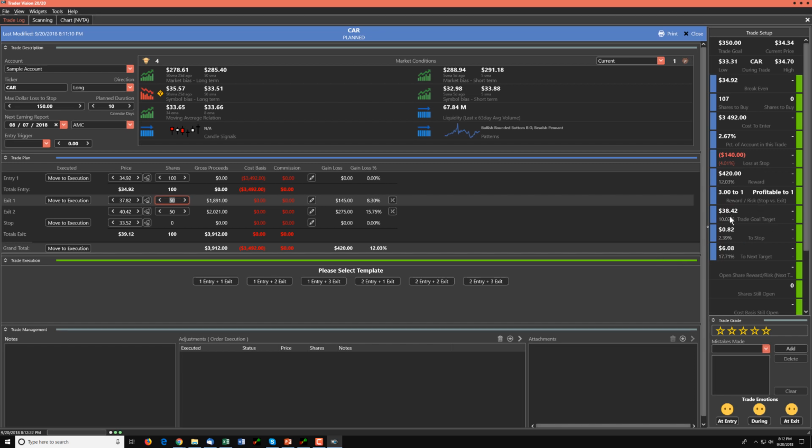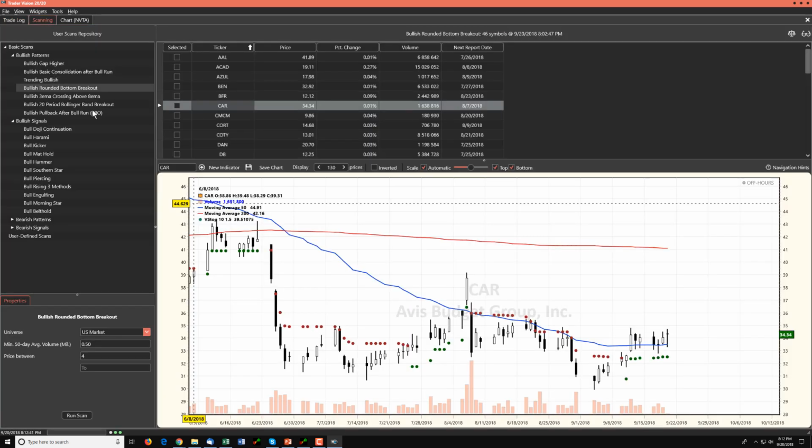Now, in order to make our trade goal for this particular account, it has to reach 38.42, so it is a little bit above that first target, but you can still see that this would be a 12% trade, and it's a pretty nice little trade that's doable. Let's look at those levels on the chart.